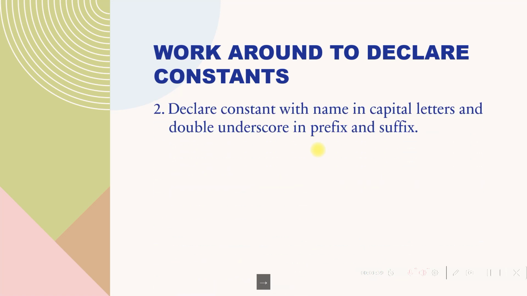Now the second workaround is to declare the constant variable with the name in capital letters, along with it, use double underscore in prefix and suffix like this. Again, because of its difference in appearance from the other variables defined in your program, it will help you to remember that this is a constant variable. We should not try to modify it.